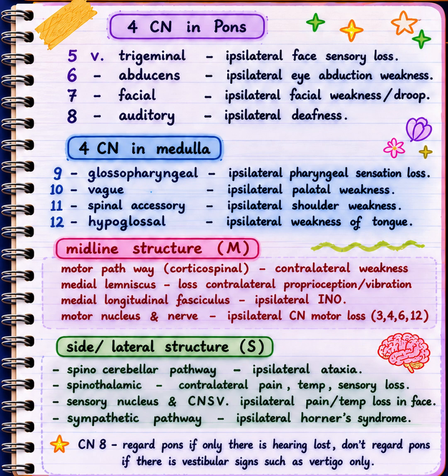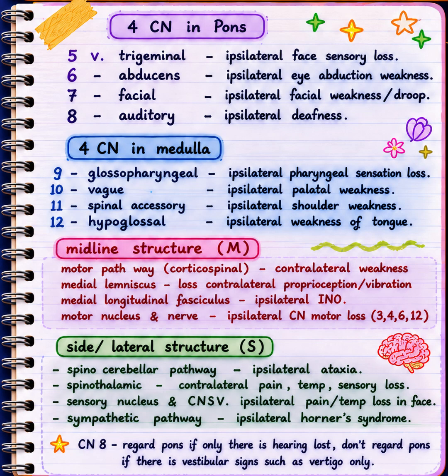Okay. So how do we know there is a side part, a lateral structure involvement? As involvement, everything starts with "as". Spinocerebellar involvement will give ipsilateral ataxia. If there is a spinothalamic involvement, there will be contralateral pain and temperature sensory loss.